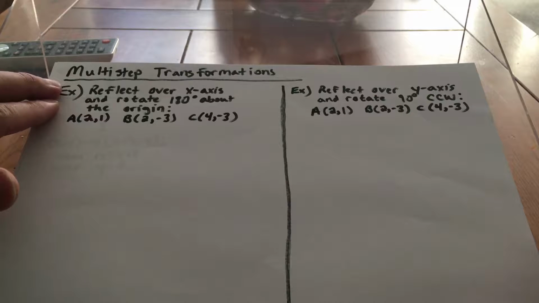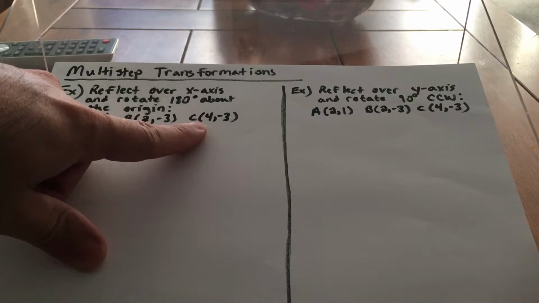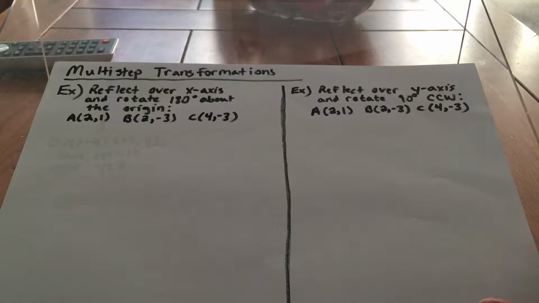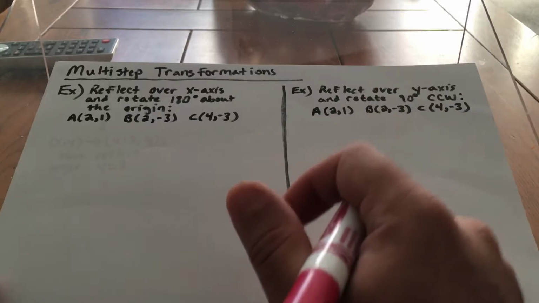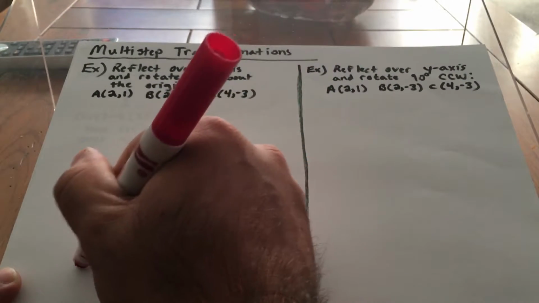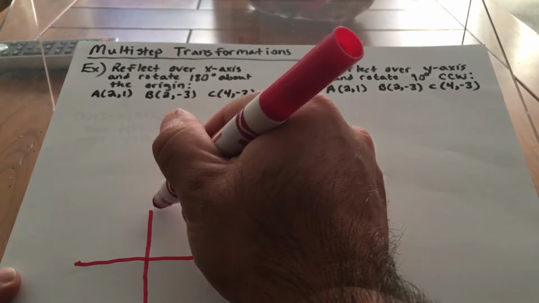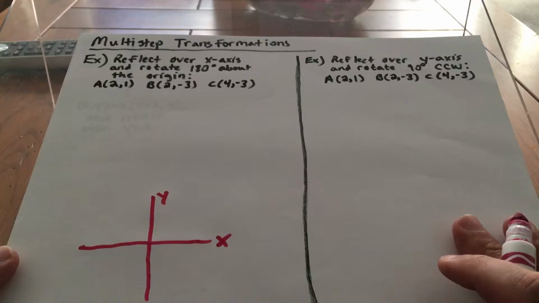In this first example, we're given 3 points, A, B, and C. And then we're told to reflect over the x-axis and then rotate 180 degrees about the origin. So what you've got to do is do one piece at a time to get to your final prime. If you want to see the axis, remember that the x-axis is the right and left axis, and the y-axis is the up and down axis.